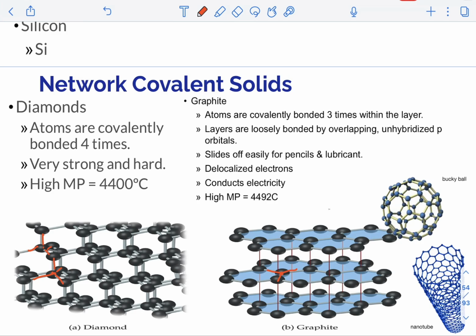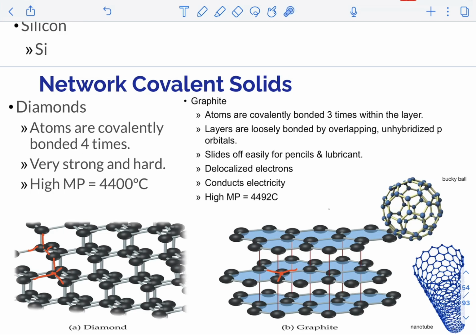Because there are layers and there's not really bonding between the layers, well, they're loosely bonded, because it's not as strong as a diamond bond where there's 4 full covalent bonds, the layers can peel off more easily, and that's why you'll see that used for pencils and stuff like that, okay?